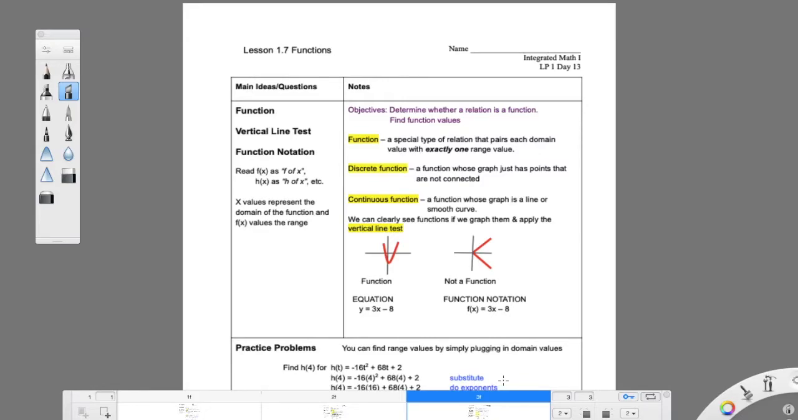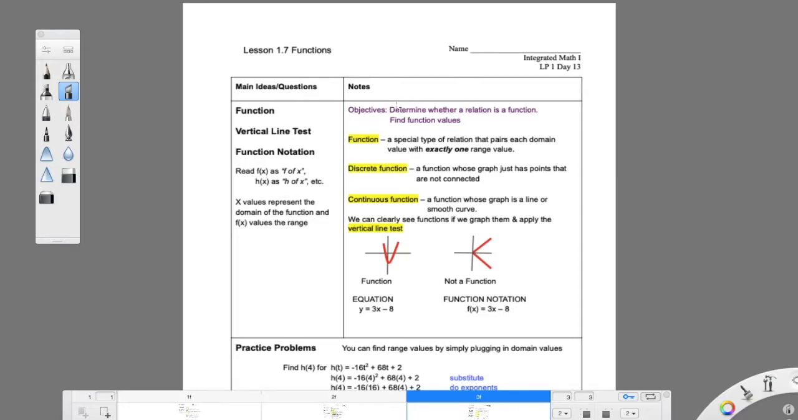All right, so we are in Chapter 1, Lesson 7 for IM1, and this is called Functions. So the first thing they go through and jump into is function here. It says the objective is to determine whether a relation is a function and find function values. Those are our two objectives.